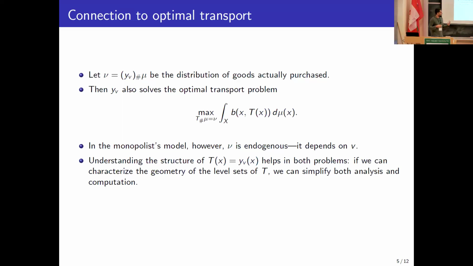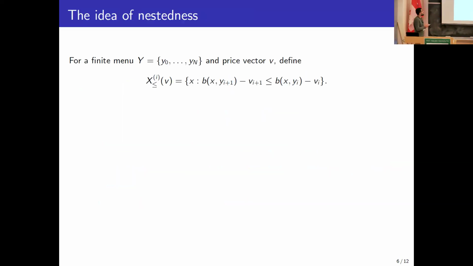So understanding the structure of the optimal map will help in both problems. If we can understand or characterize the geometry of the level sets of this optimal map, this will simplify the study of both problems, in particular the monopolist problem. So we'll introduce a structural property that guarantees this characterization.